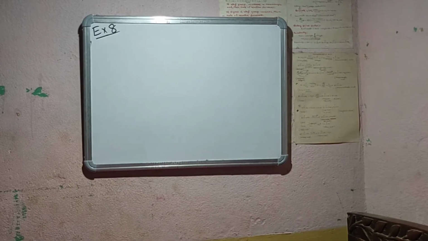So the next example is example 8. On the screen, your question is: find the smallest square number which is divisible by each of the numbers 6, 9 and 15. Clear? So we have to find the smallest square number, and this type of question we have already done in your LCM and HCF chapter.